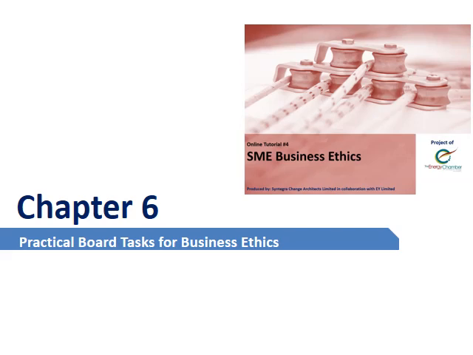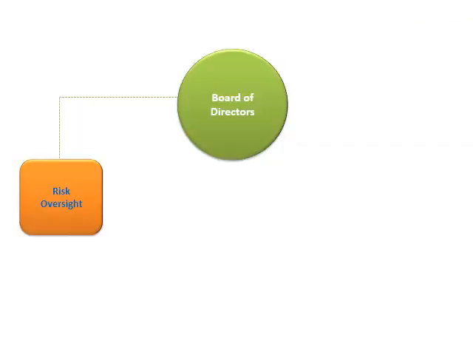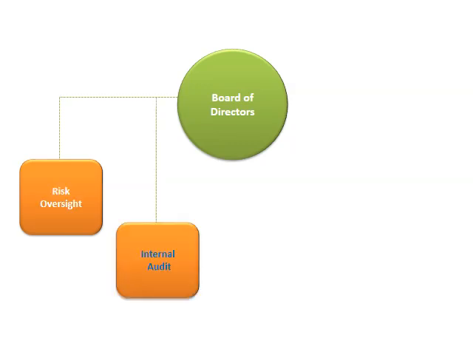Chapter 6. Practical Board Tasks for Business Ethics. Risk Oversight. Boards must determine the degree of risk that the company will accept to achieve its goals. Risk policy should identify all major risks and ensure that those with a high impact and a high probability of occurrence are effectively managed.